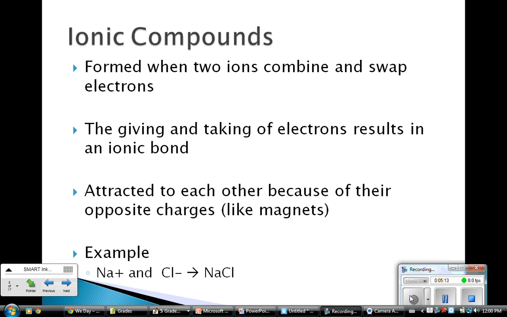So sodium and chlorine, you get positively charged sodium, you get negatively charged chlorine. They are attracted to each other. They form sodium chloride, which is just salt. All right? So we saw in the Bill Nye video what sodium and chlorine can do on their own. But when they combine together, they form salt.